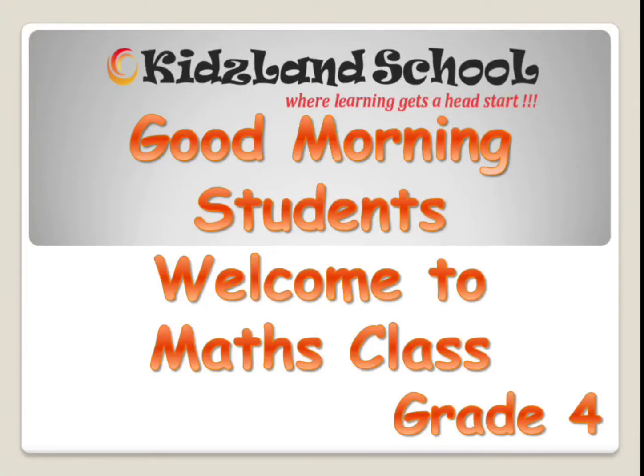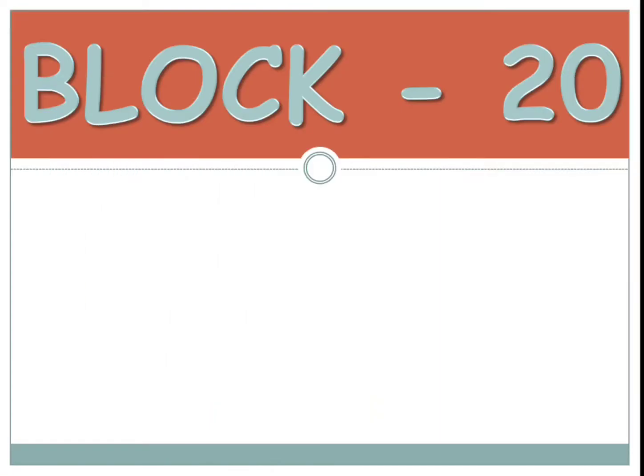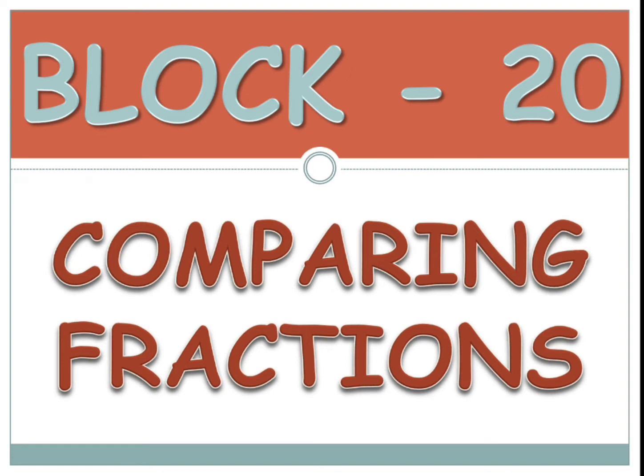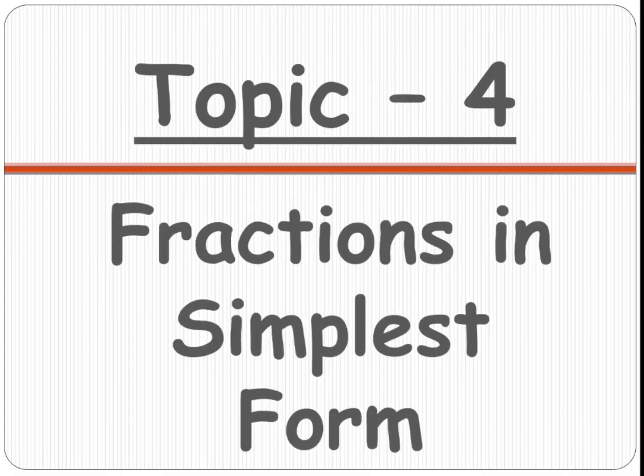So, in maths, we are solving the problems of block 20, which is comparing fractions, isn't it, children? And in this, we have learned what is a unit fraction, and also we have compared the unit fractions. In the second topic, we have learned how to understand the equivalent fractions on the number line. And in the third topic, we have learned how to make the equivalent fraction, isn't it, children? So, in the fourth topic, we are going to write the simplest form of the fractions.